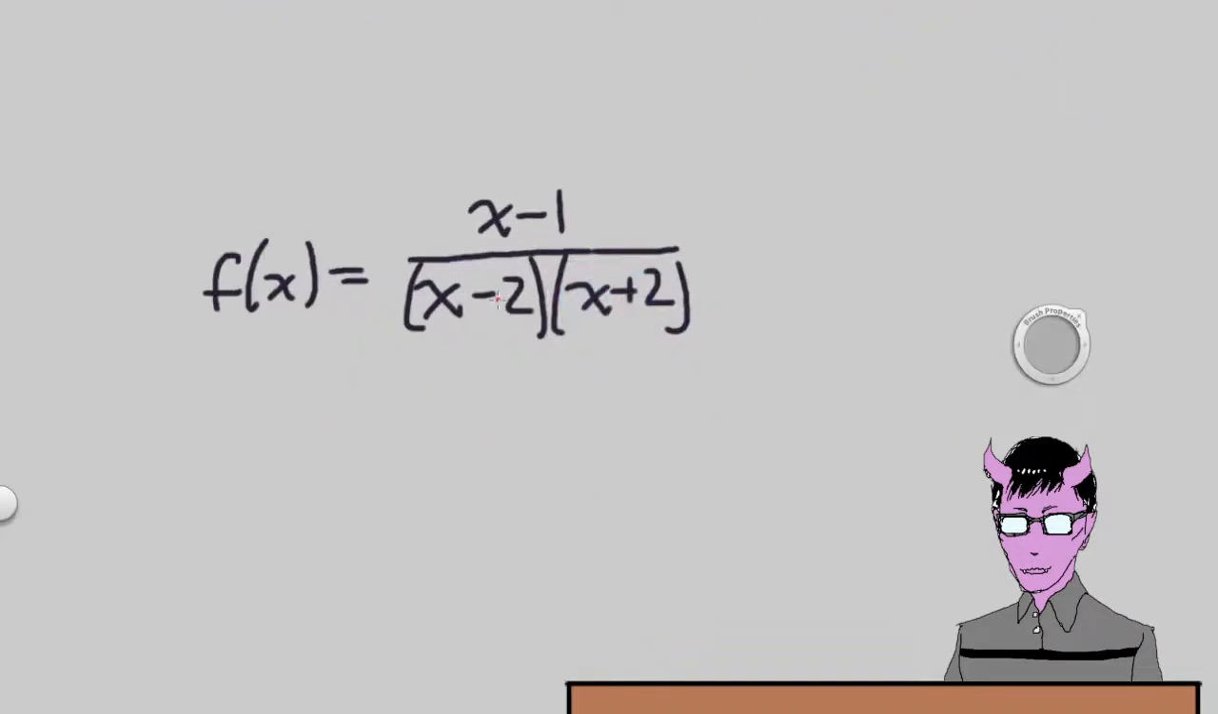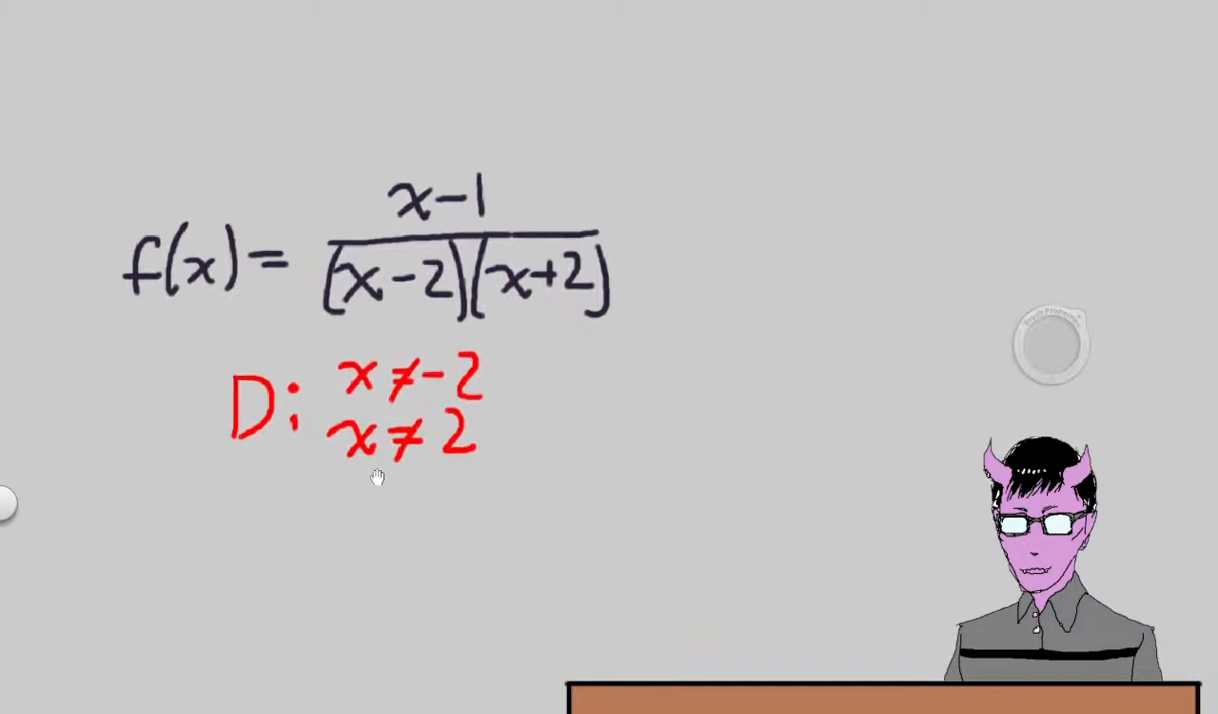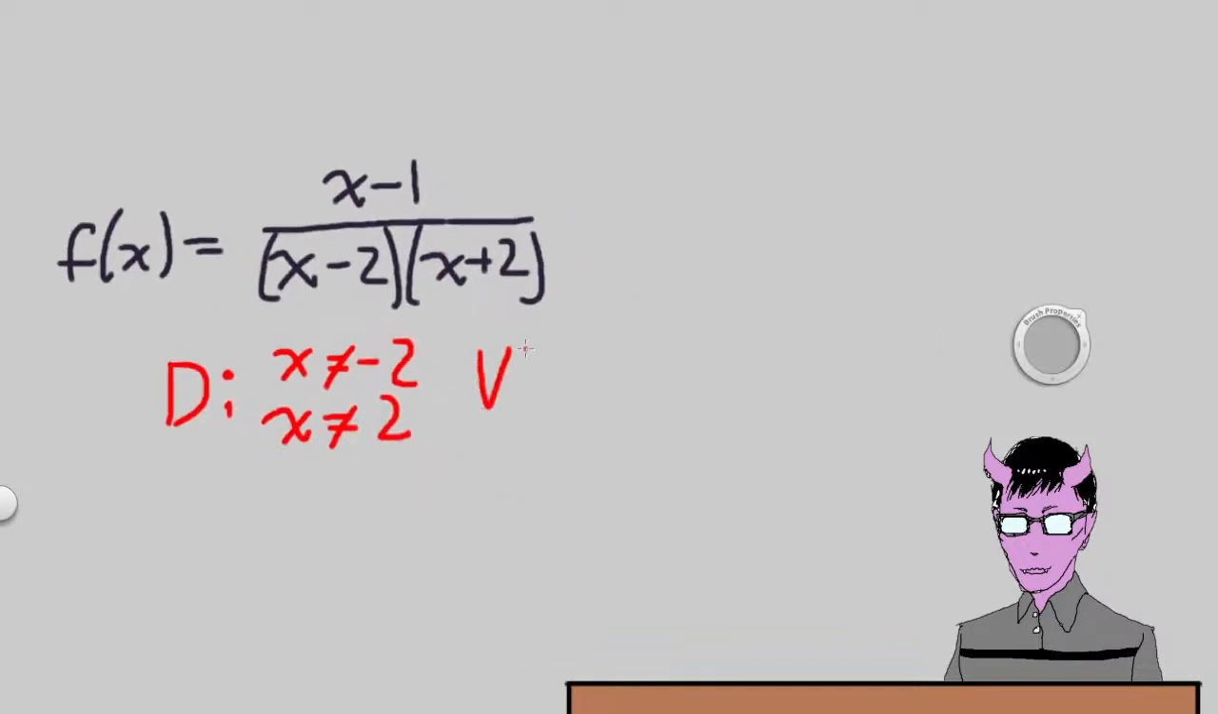Same analysis. We ask ourselves, what are the domain issues? How do we make 0 on the bottom if x is equal to positive 2, and if x is equal to negative 2? They can't be those two values, otherwise you create 0 here or 0 there. Which means we have vertical asymptotes at 2 locations. Vertical asymptotes are at x equals positive 2 and x equals negative 2. I wrote that backwards. Whoops.